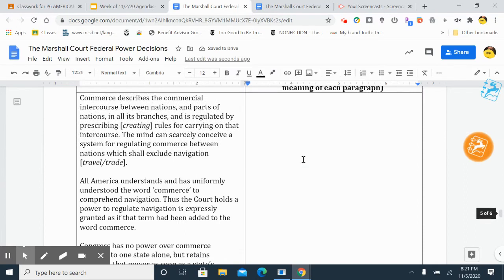And then this is Marshall's decision, and you're going to interpret the words of Marshall's decision. And I'm going to help you through a few of these. The commerce describes the commercial intercourse between nations and parts of nations in all its branches and is regulated by the prescribing or creating of rules by carrying on the intercourse. The mind can scarcely conceive a system for regulating commerce between nations which shall exclude navigation, travel, or trade. So what he's prescribing here is the right to create rules for regulating trade among the different nations.